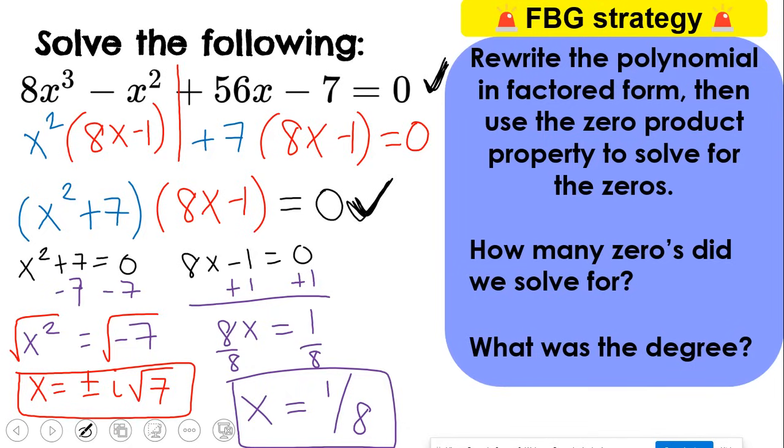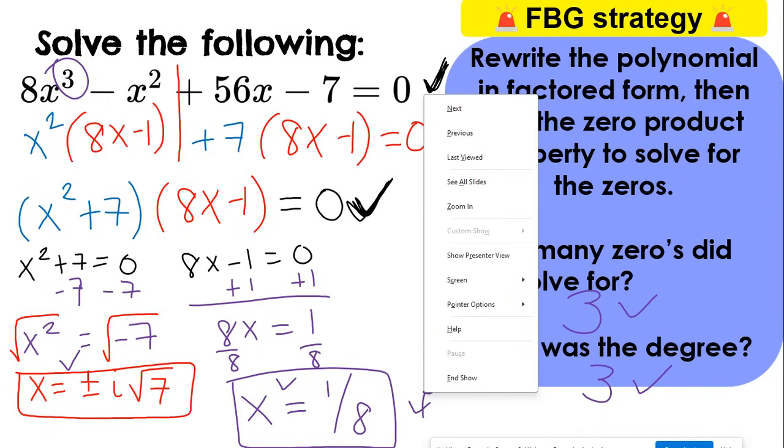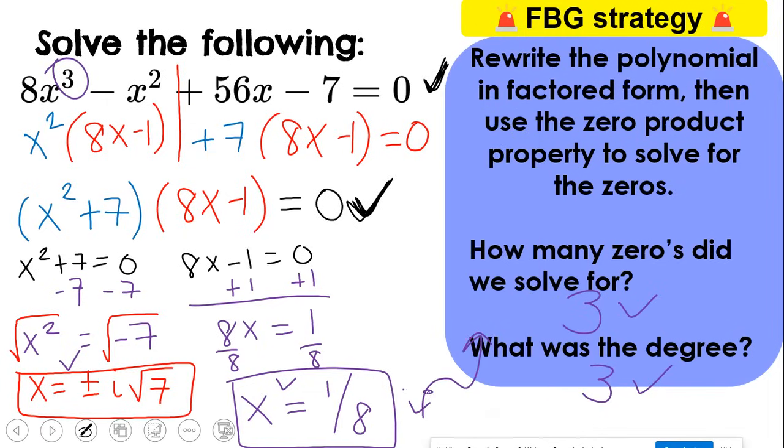How many zeros did we solve for? Well, there's 2 over here, plus and minus, and a third one right here. What was the degree of this polynomial again? Oh yeah, it was x to the third. I found all of them. And for this polynomial, I know it's odd positive. And so one of these x-intercepts is at 1/8 and the other 2 are imaginary, meaning this is the only part that's touching the x-axis.